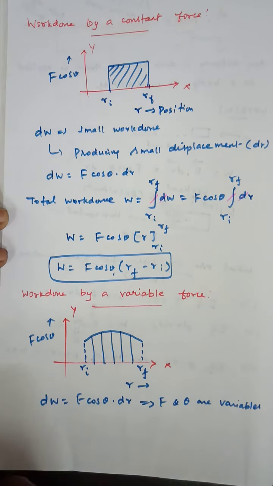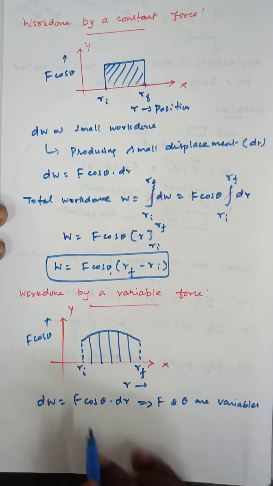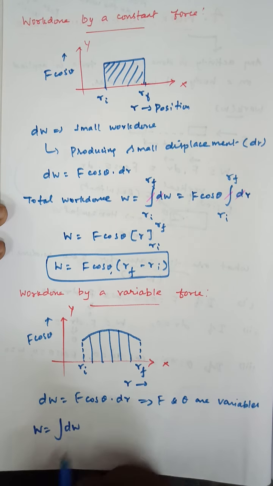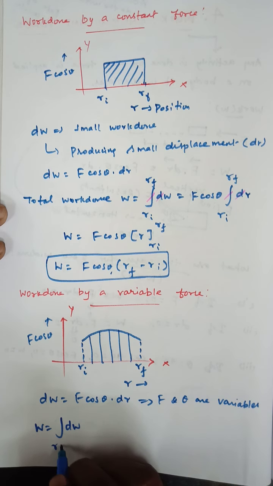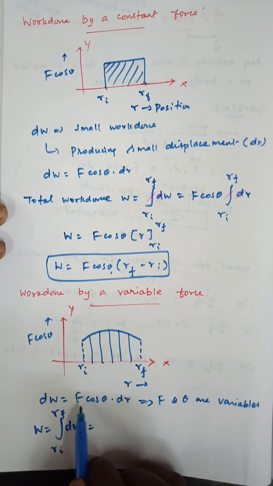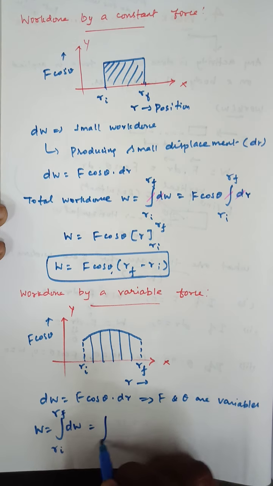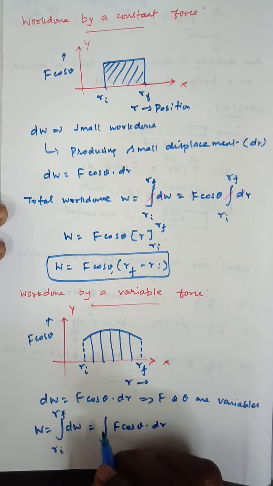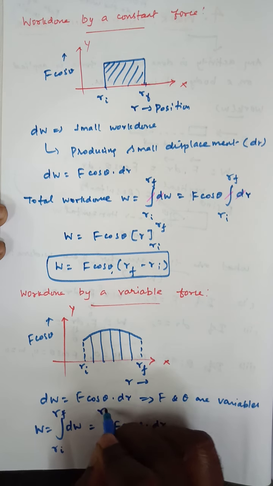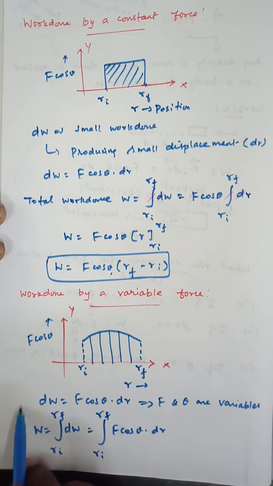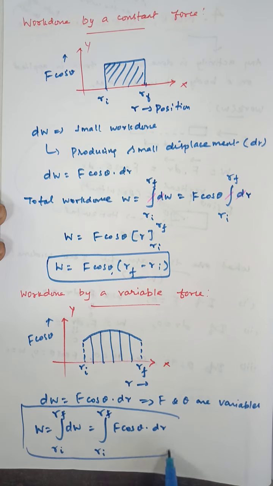Since both are variable, we write the total work done W as the integral of dW with the limits Ri to Rf. On the right side, since F and theta are also variable, we put the integral over all of it: the integral of F cos theta into dr with the limits from the initial position to the final position. So this is the formula for finding the total work done for a variable force. This one is for a constant force, and this one is for a variable force.